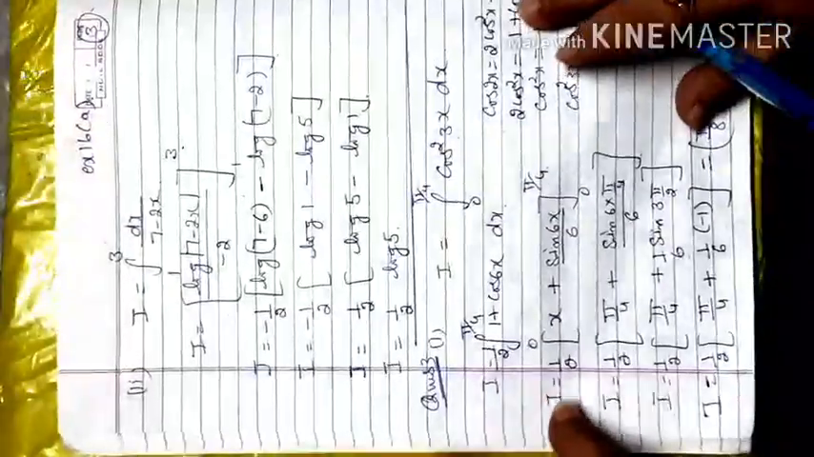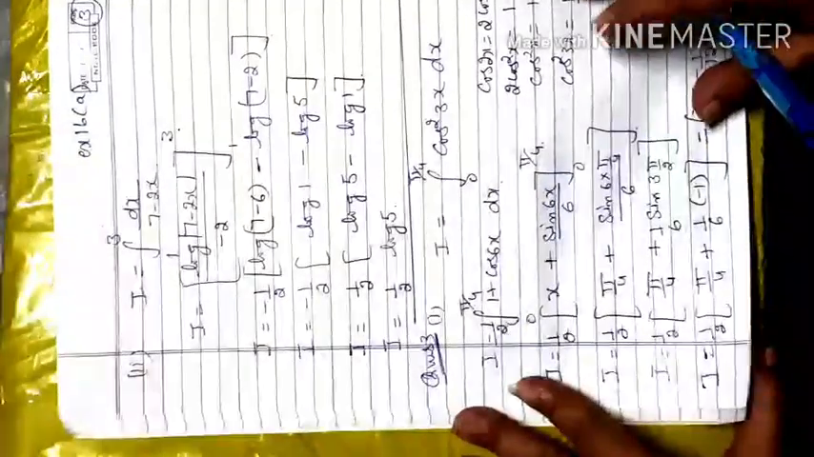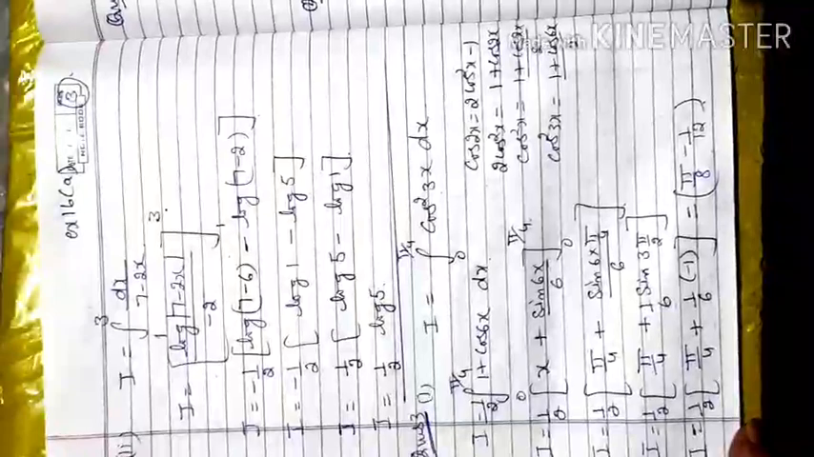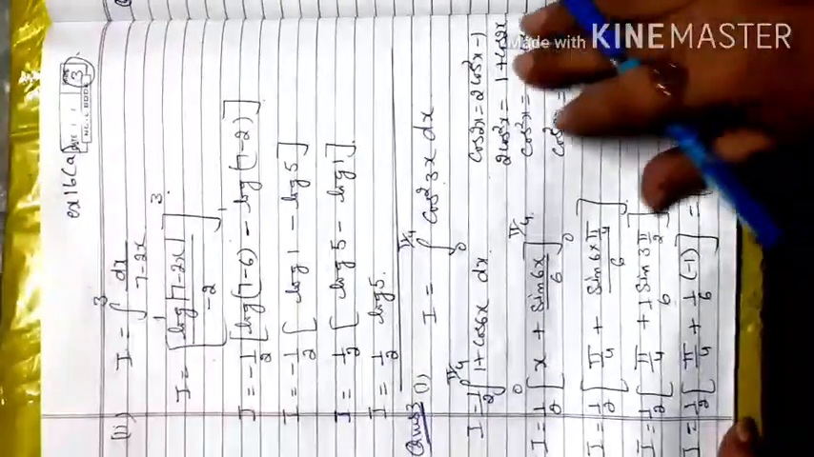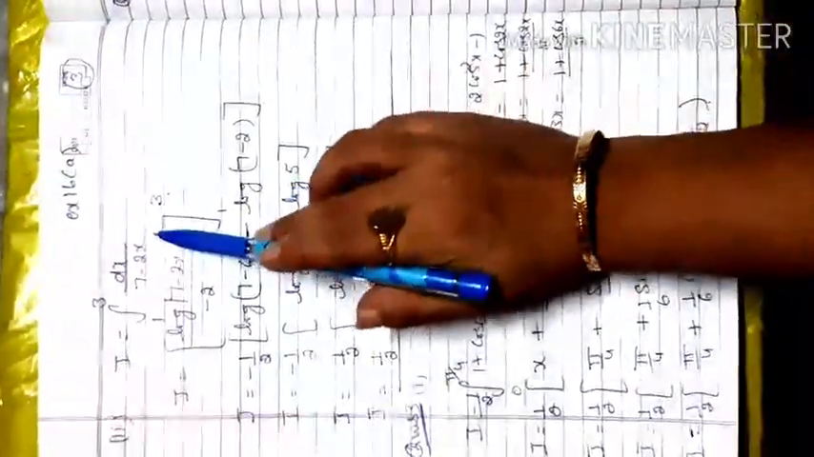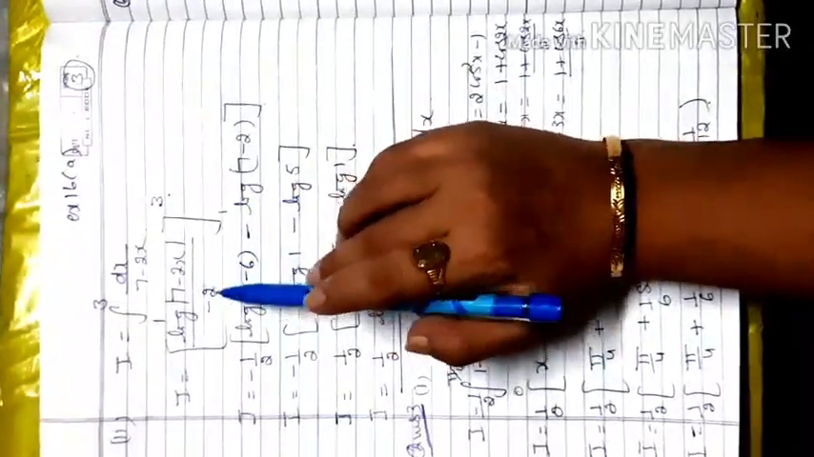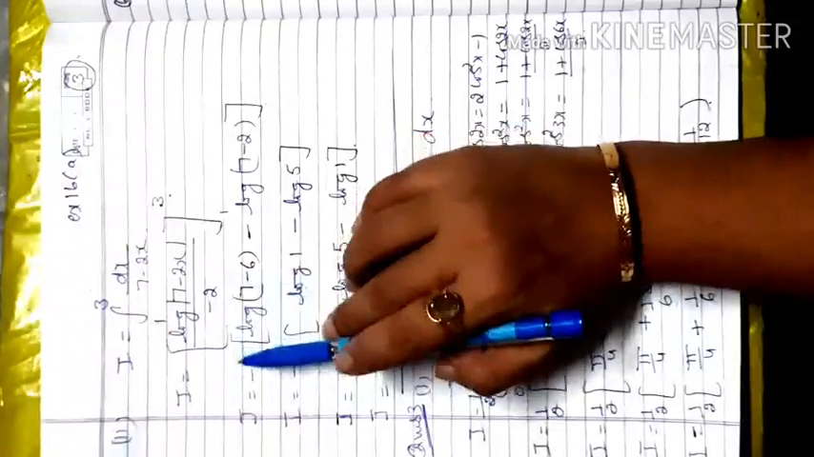Next is your second part. The next part is of your second question. The second part of your question is here, 1 upon 7 minus 2x, again a linear equation. Log of 7 minus 2x, and the differentiation of 7 minus 2x is minus 2.